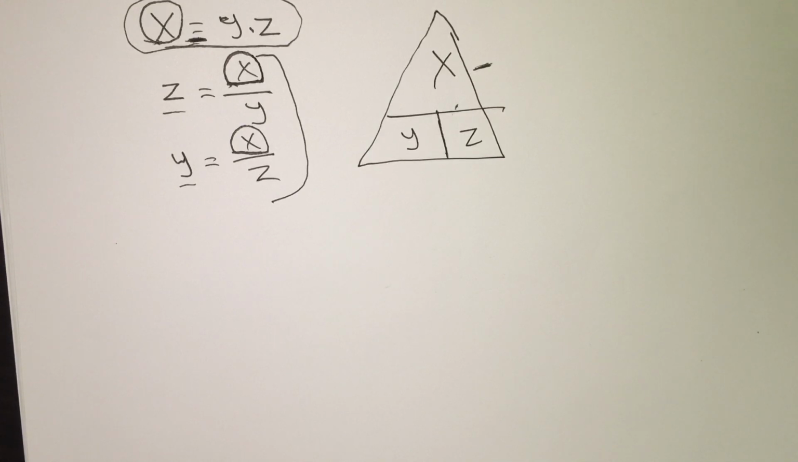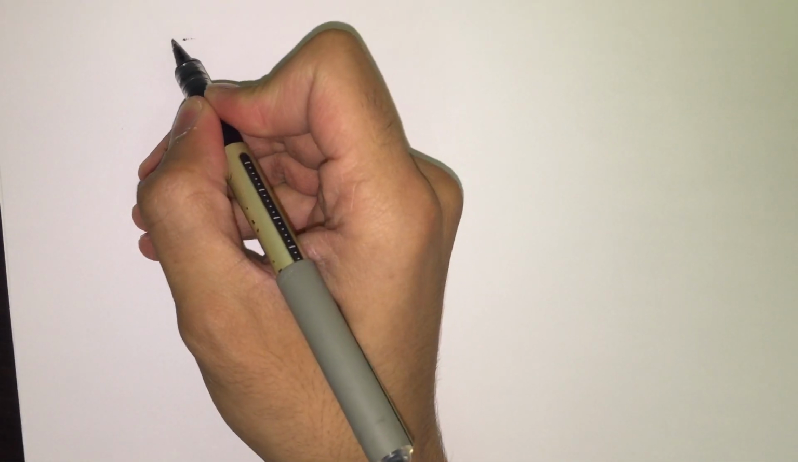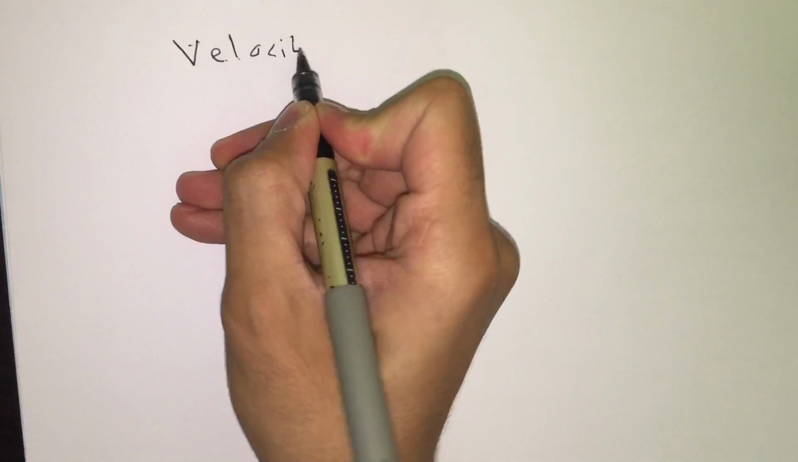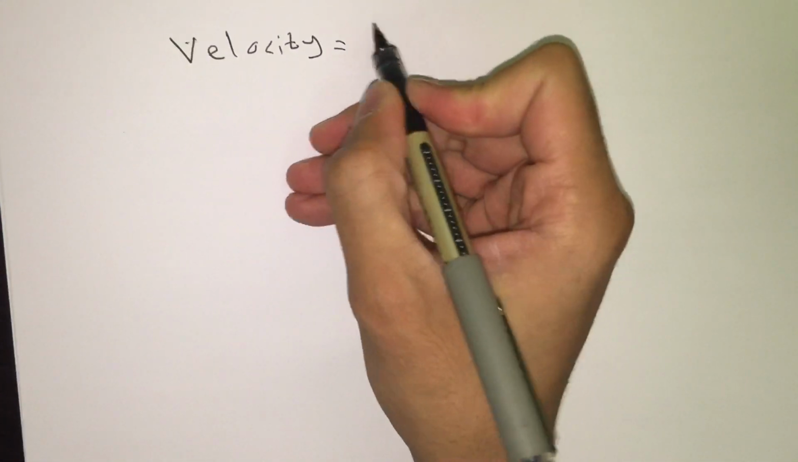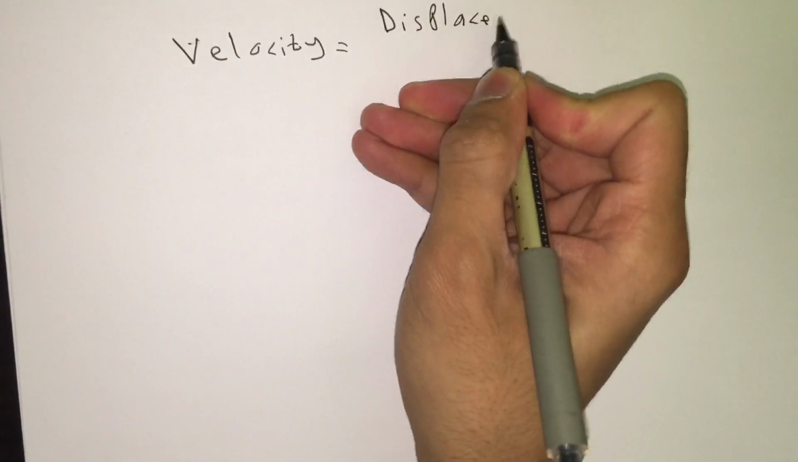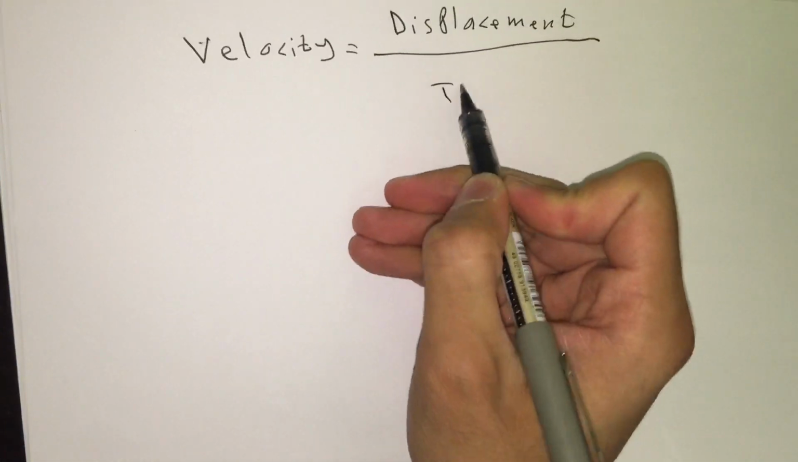So let's take one quick example to explain this concept. Let's take this simple physics equation that says velocity is equal to displacement over time.